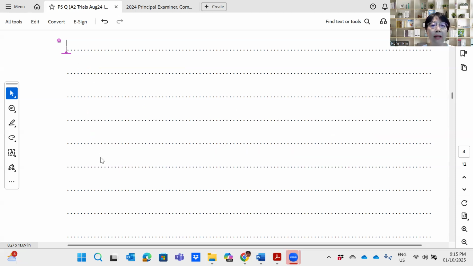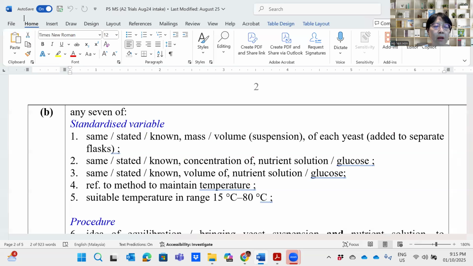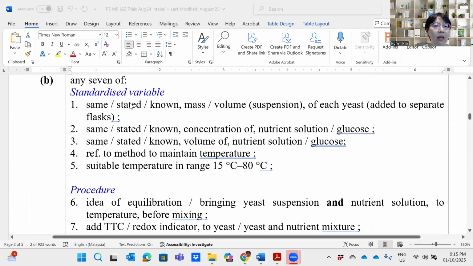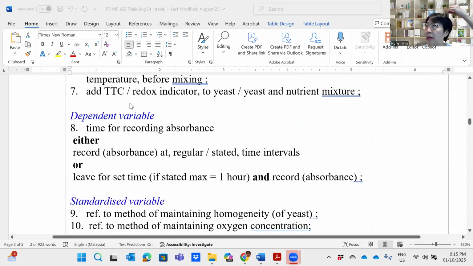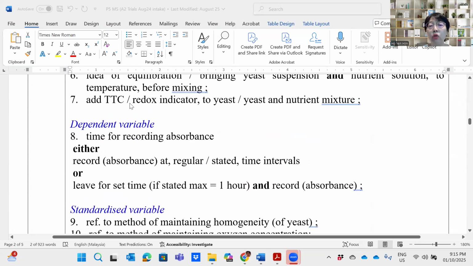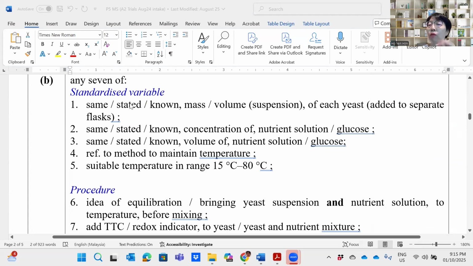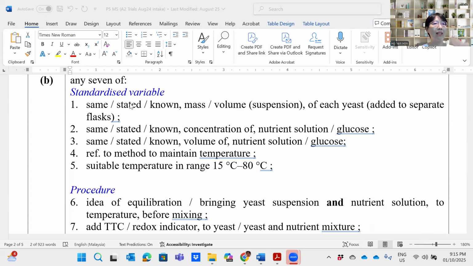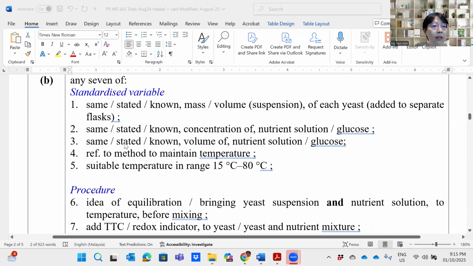So let's continue with the answer. Okay. So let's look at the answer for the design experiment. I have categorized the answers into different categories, so it's easy for us to identify them and know how to write your points to score full marks. When you categorize them into subtopics, you know that minimum you can score 5 marks already because there are 5 different subtopics, and some of them you can write more. So that will give you 6, 7, 8 marks already. Okay, so the first one is standardized variable.